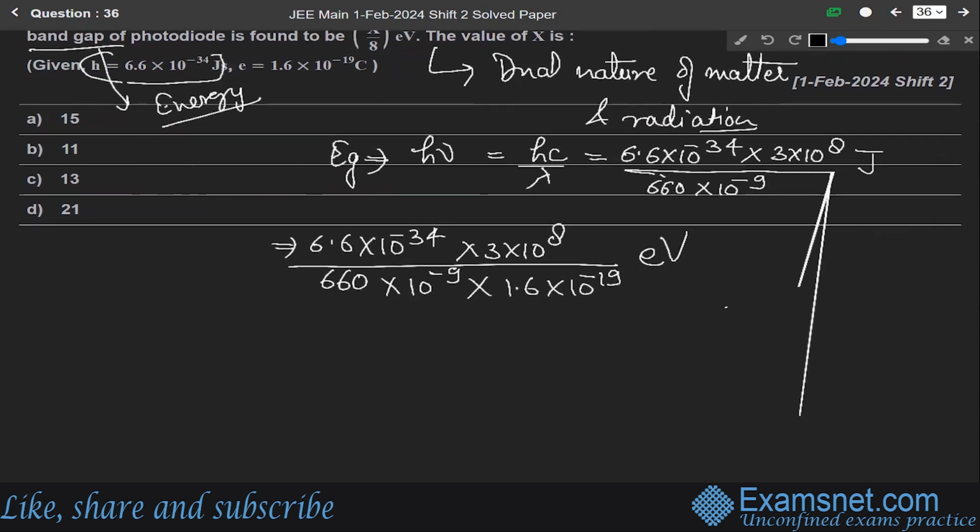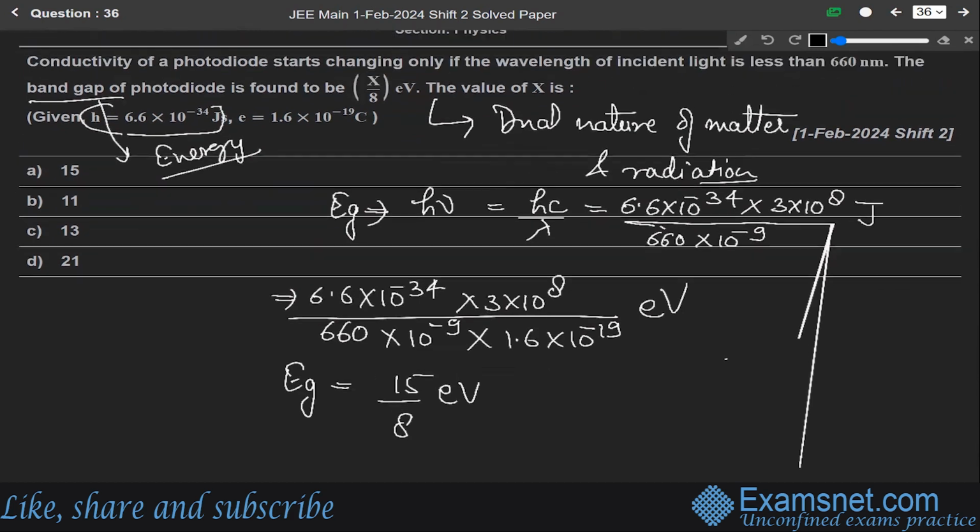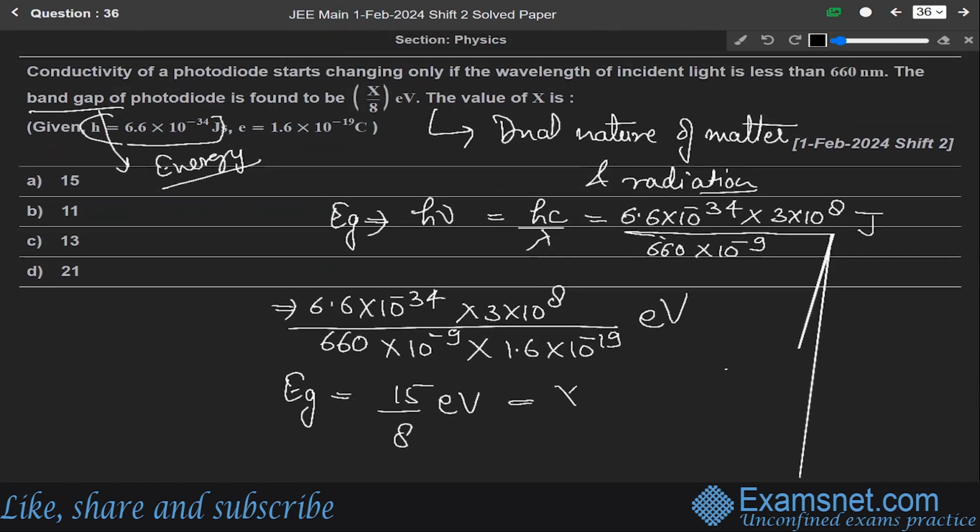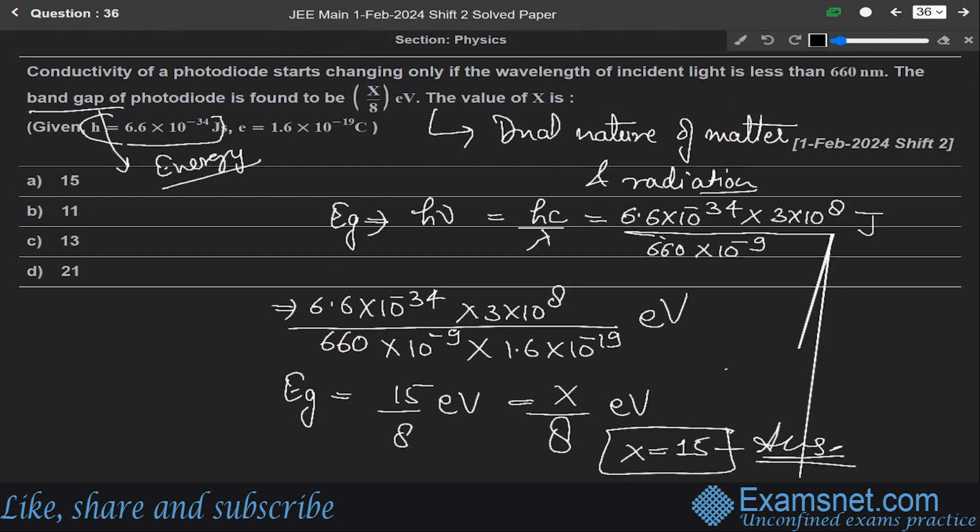Solving it, we get band gap equals 15 over 8 electron volt. Comparing it with the expression given, x over 8 electron volt, the value of x is 15. This is our final answer. So the correct option is option A, 15.